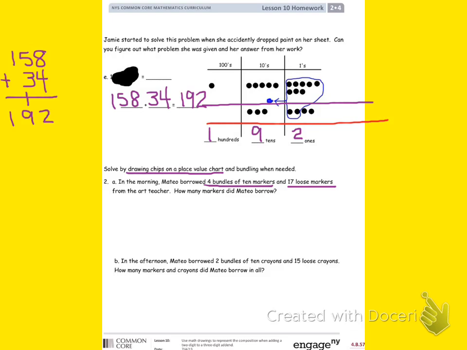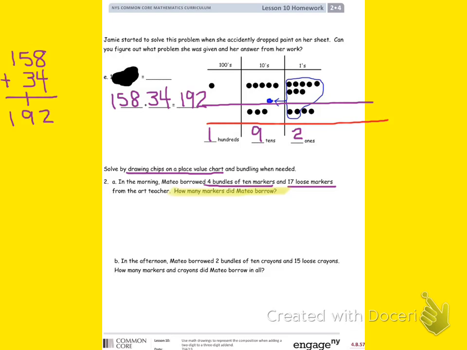Now I will highlight the question. How many markers did Mateo borrow? You can highlight with a highlighter or a yellow crayon, or just circle the question. This helps you to remember to solve the problem and answer the question.